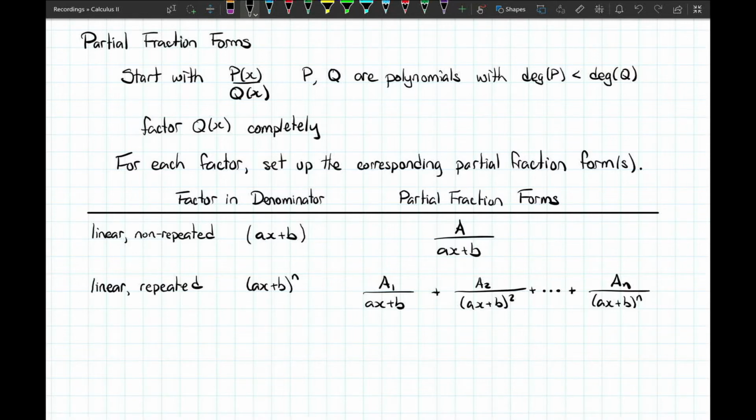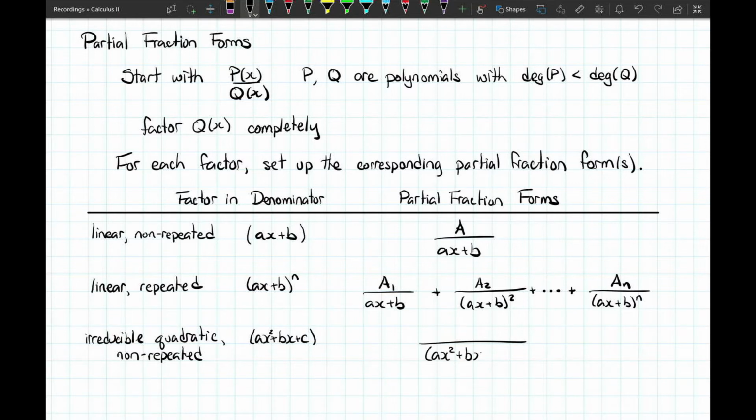Now remember that when we factor the denominator, it's possible that we have irreducible quadratic factors as well. In the case of an irreducible quadratic factor that is not repeated, then we would have (ax^2 + bx + c)^1. And our partial fraction form would also have the denominator (ax^2 + bx + c)^1.